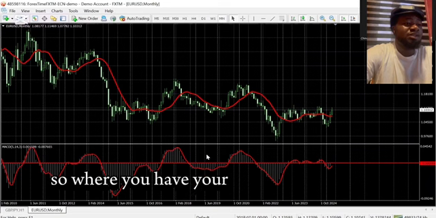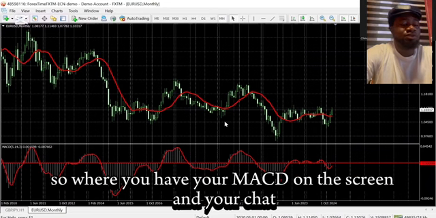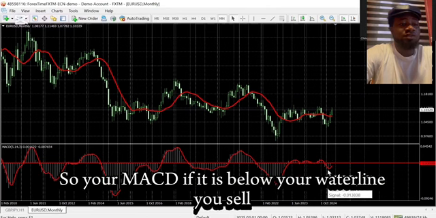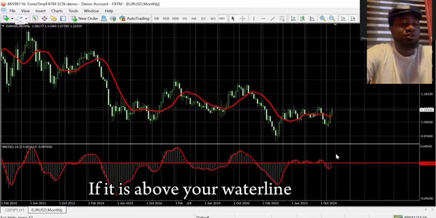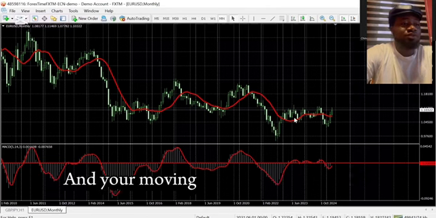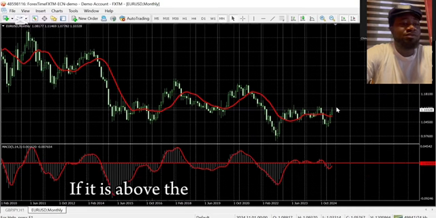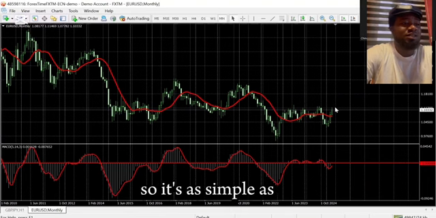So where you have your MACD on the screen and your chart on the screen: if your MACD is below the waterline, you sell. If it is above the waterline, you buy. And for the moving average, if price is below the moving average, you buy. If it is above the moving average, you sell. It's as simple as that.